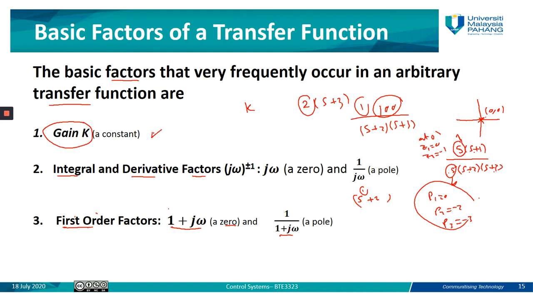So we are going to draw the magnitude and phase for the gain, the magnitude and phase for the integral, the magnitude and phase for the derivative, the magnitude and phase for the first order pole, and the magnitude and phase for the first order zero. After we draw all these plots, we are going to combine them into one plot, which represents the Bode plot of the whole, or entire, transfer function. We are going to see that in examples.